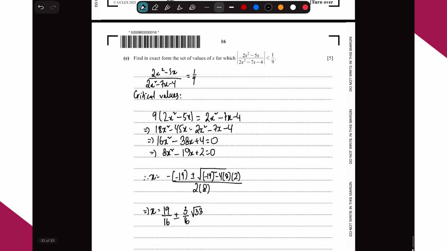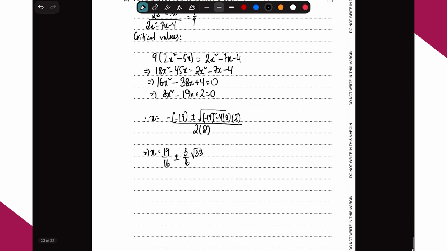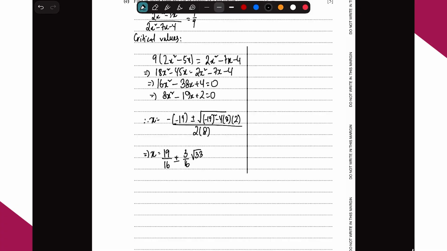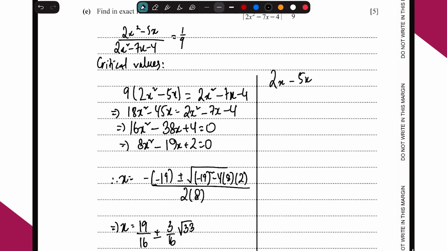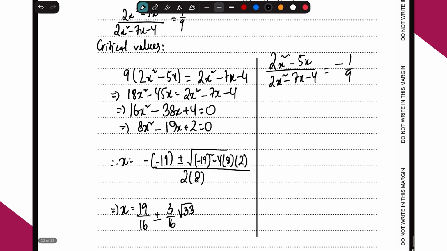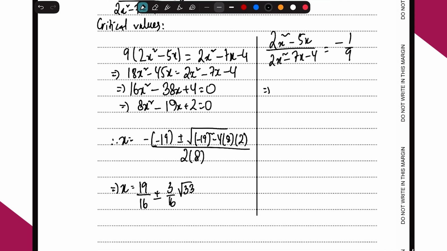Now remember, this is modulus. So again, we need to do the same thing, but this time with a negative sign. You could put the negative sign anywhere, it really doesn't matter. I'm going to put it in front of the 1 over 9 because it's easier to look at, to be very honest. That's just me, but you could do it any way you want.